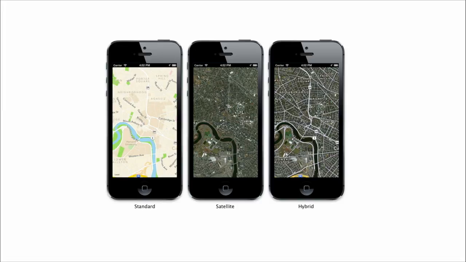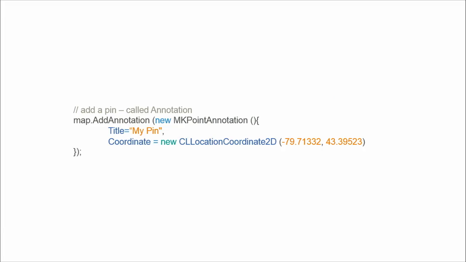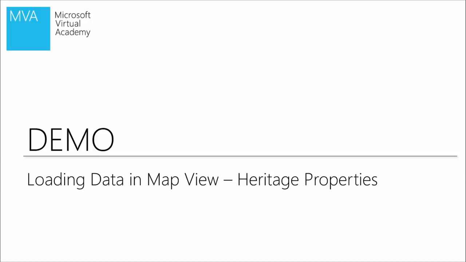So you have different types of maps. You have standard, satellite, hybrid. So it's similar to Bing Maps if you've used that on Windows Phone. And to add an annotation, which is pretty much the same thing as a pushpin, you do add annotation, MK point annotation, set the title, and set the coordinate of it to tell it where to place. So now let's switch back over to the demo and actually write out some code to get this going.